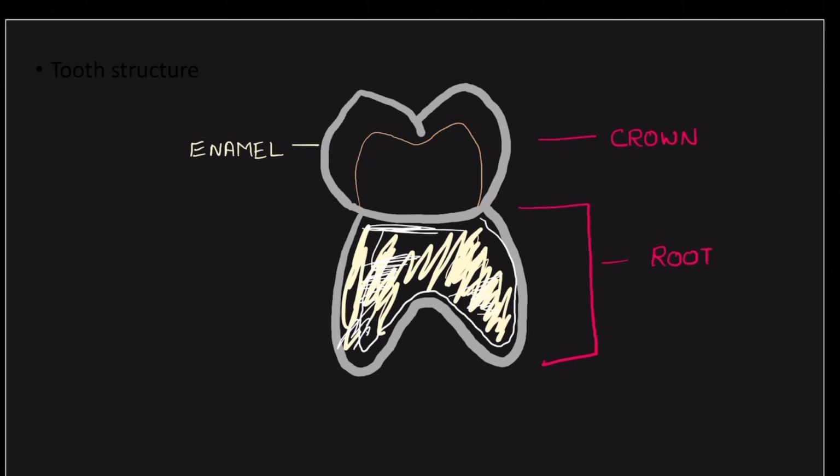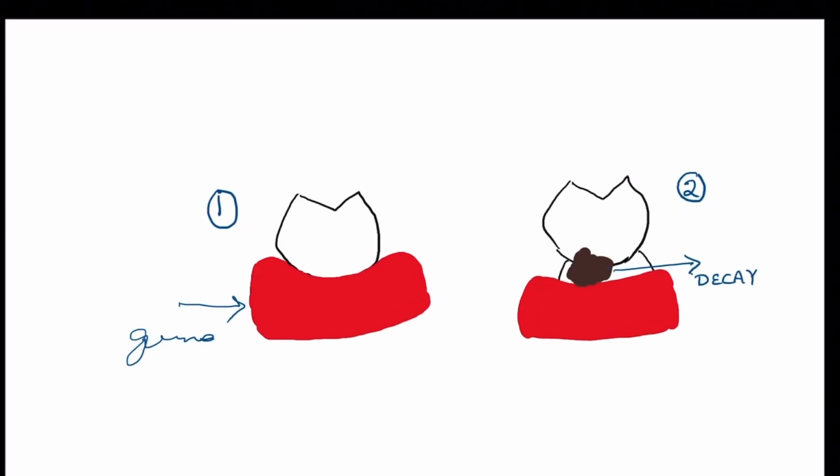The crown is made up of 3 layers. The outermost layer is enamel, the strongest layer. The second layer is dentine, which is softer than enamel, and the innermost layer is pulp, which contains nerves and blood vessels. Here I have drawn one more diagram.